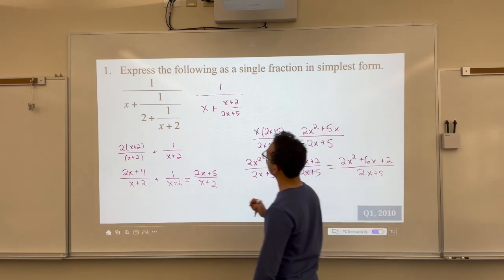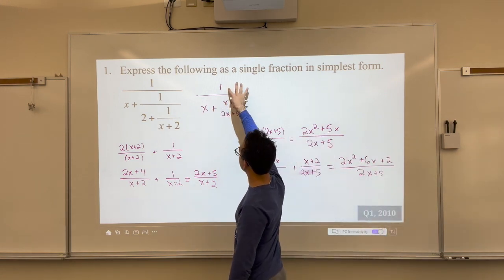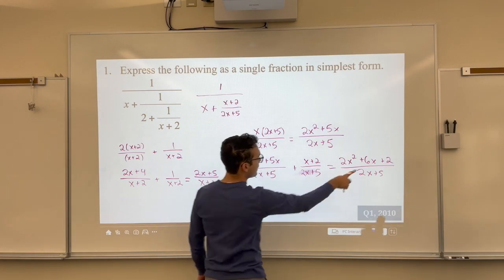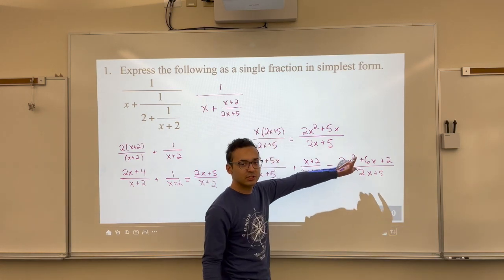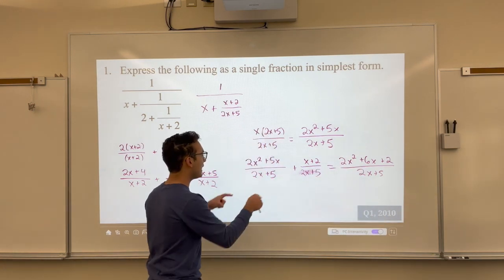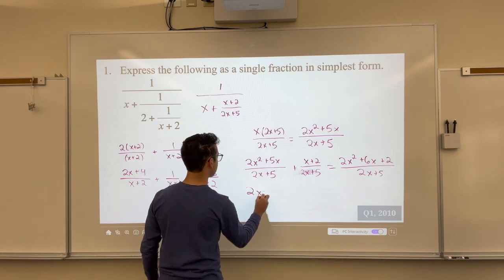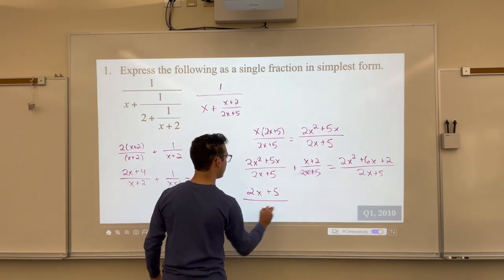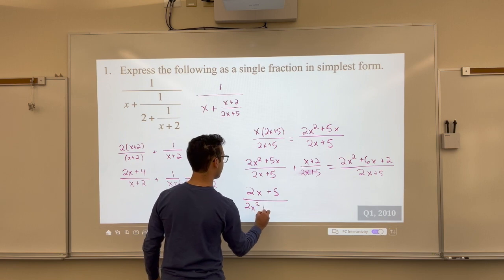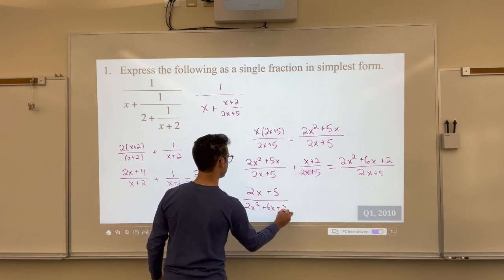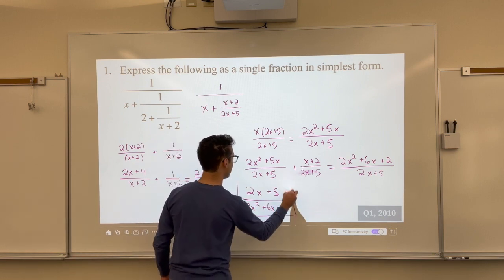Now the last step, remember, this is still the denominator with the numerator being 1. So 1 divided by this fraction over here is just this fraction flipped. So our final answer would be 2x plus 5 over 2x squared plus 6x plus 2. And that is our final answer.